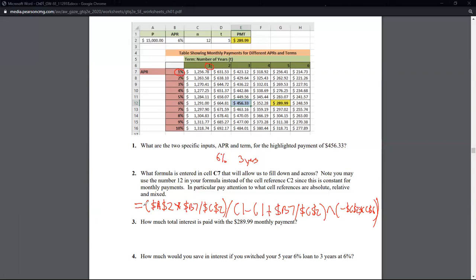So again, I'm not super interested in that one. I actually skipped that in class. I show the answer, but I don't have students do it. 3, how much total interest is paid with the $289.99 monthly payment? So this is going back to those basics. Go off of annotate.